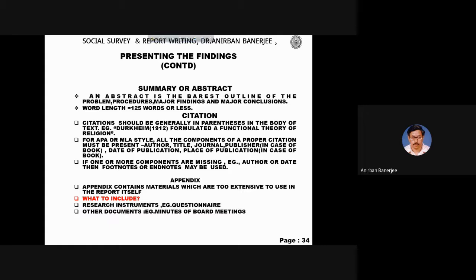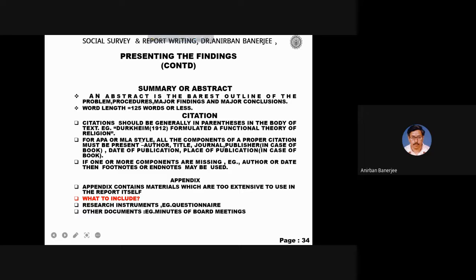Citation. This is important. In a research work, you have to cite every piece of data and every author you mention in your research. You have to give the corresponding citation. So, citation should generally be in parentheses in the body of the text. Example, I quote, "Durkheim 1912 formulated a functional theory of religion," unquote.